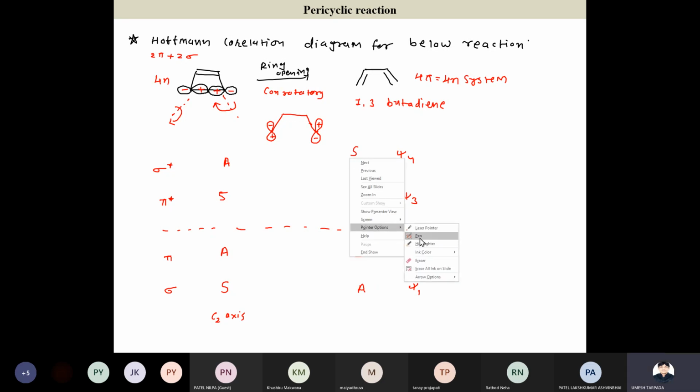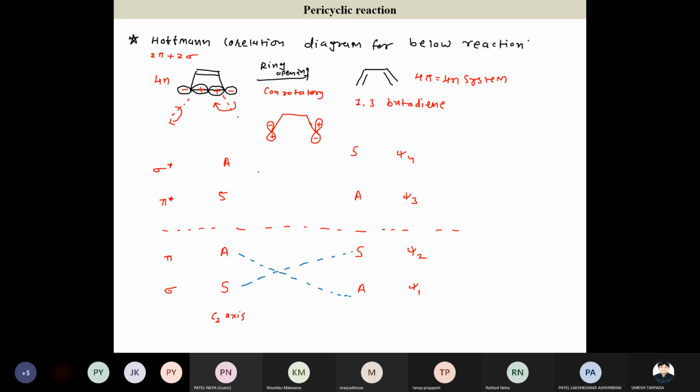Now you can correlate the symmetry of the reactant with the symmetry of the product. So these two are correlated. In short, bonding orbitals are correlated and anti-bonding orbitals are correlated. Therefore, no crossover. What is called crossover? Whenever you have correlation of bonding with anti-bonding. But in this case it is not so.